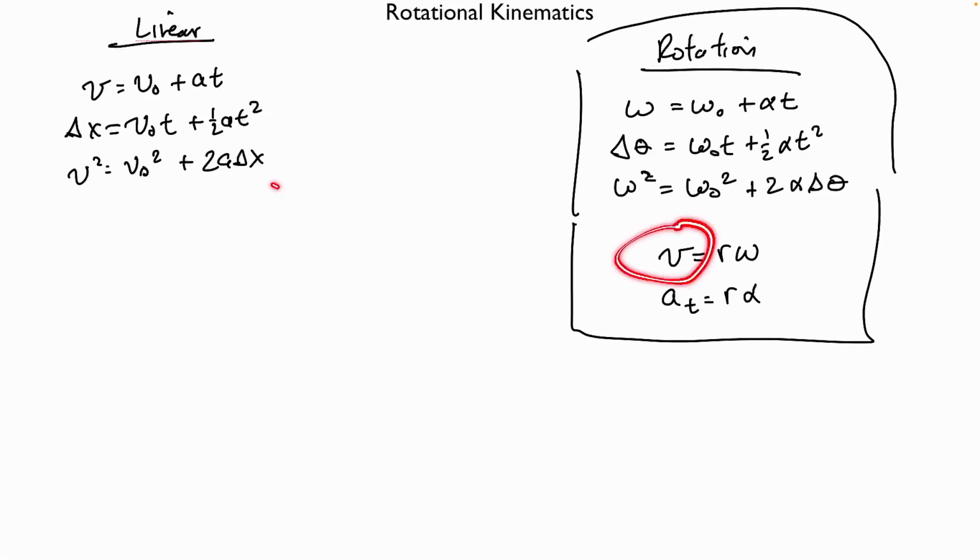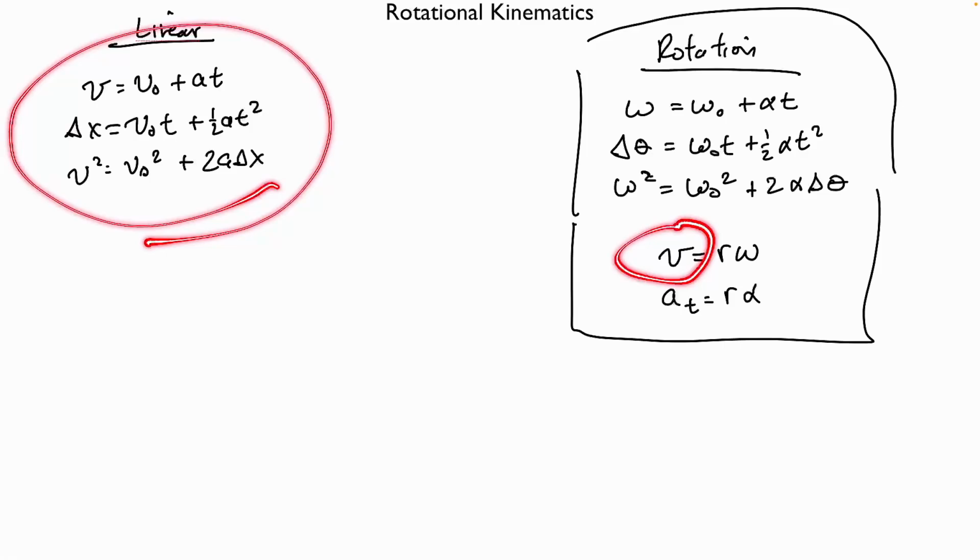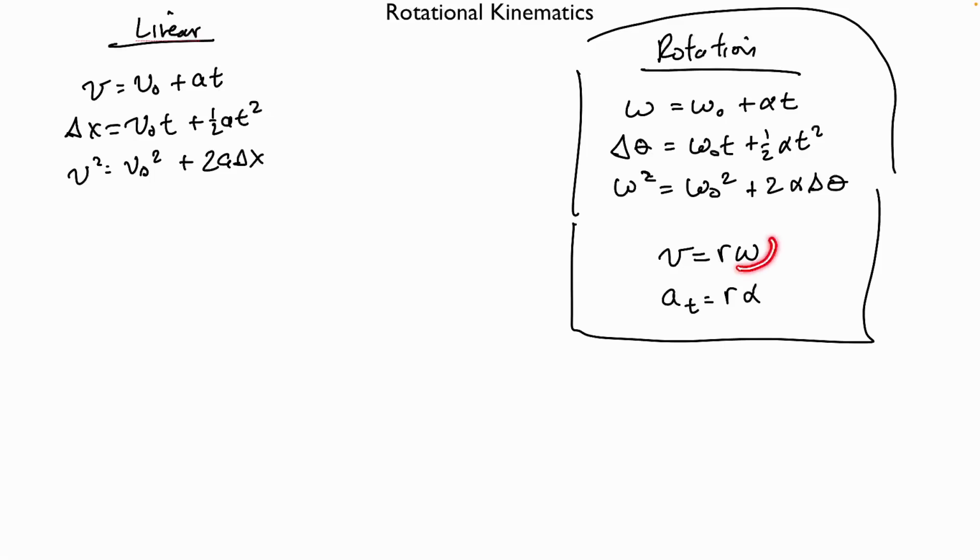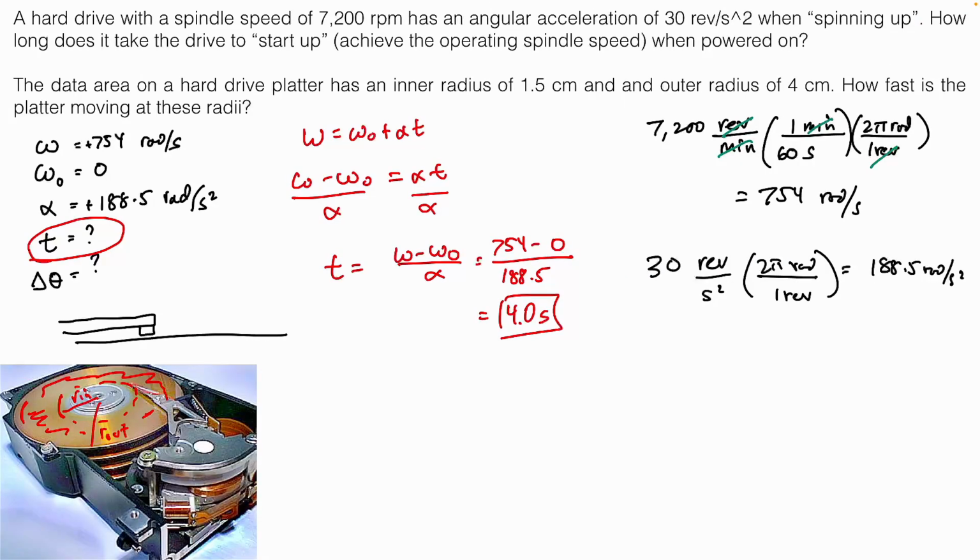I mean, I could redo all these equations. You could redo the problem in linear terms, but you don't have to. Do we know how fast it's going in terms of omega? Yeah. We can find how fast it's going tangentially underneath that portion. So I'm going to use V equals R omega. This is a tangential speed. I know my omega, and I know each of the R's. They tell me that. So at the 1.5 centimeter mark, what am I going to put in for the radius?